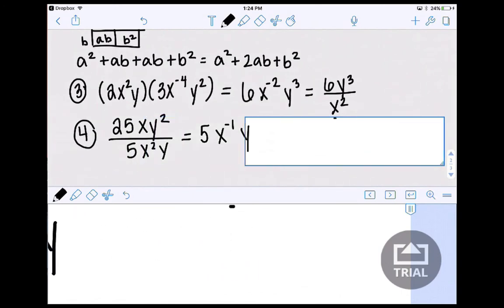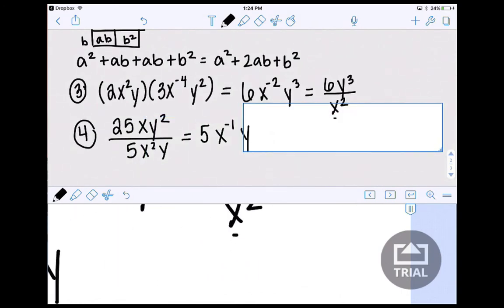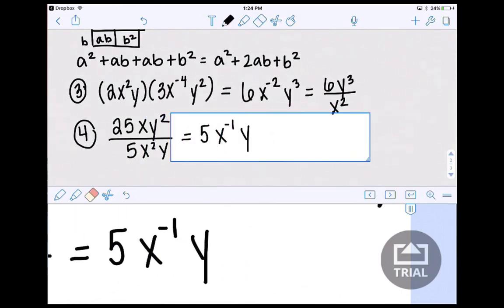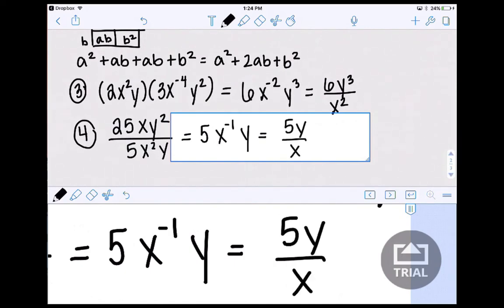Remember that we don't want those negative exponents. We don't want that negative exponent in our final answer, so we're going to move that x to the bottom to make the exponent positive, and I end up with 5y over x.